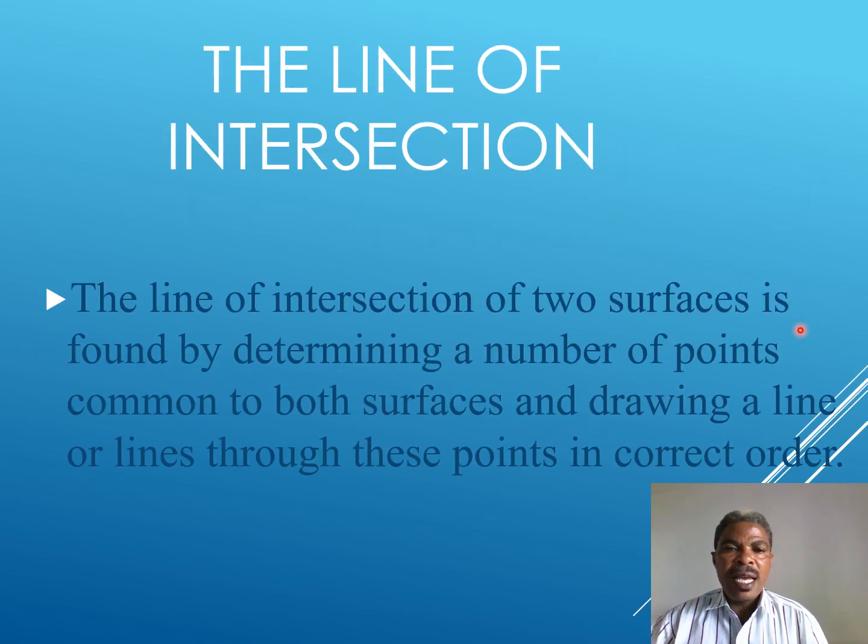So we have a line of intersection of two surfaces, which is found by determining a number of points common to both surfaces and drawing a line or lines through these points in the correct order.